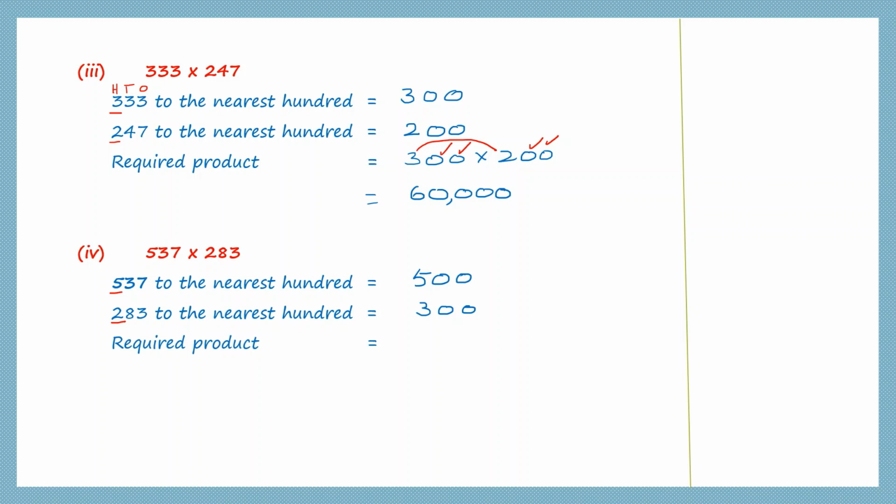Now the required product will be 500 into 300. Let's multiply only 5 into 3 first. 5 threes are 15. Now count the zeros. 1, 2, 3, 4. So let's add the 4 zeros here. Put the commas in the right places. Ones, tens, hundreds, comma, thousands, 10,000s, comma. So the required product is 1,50,000.